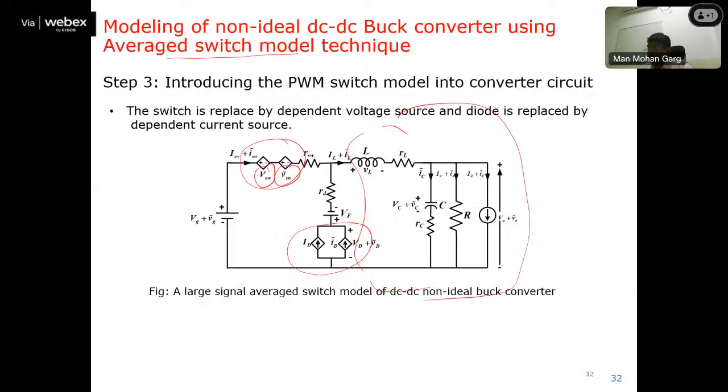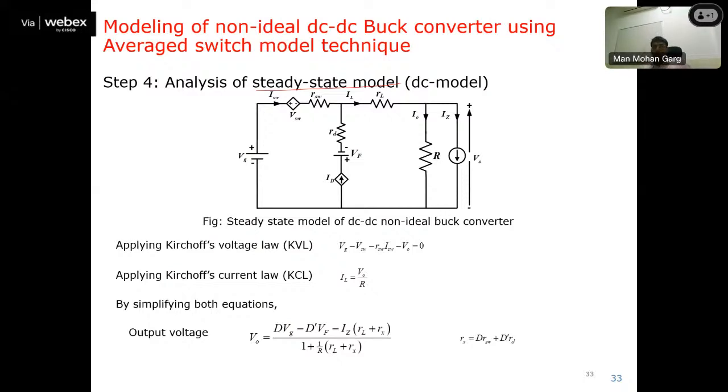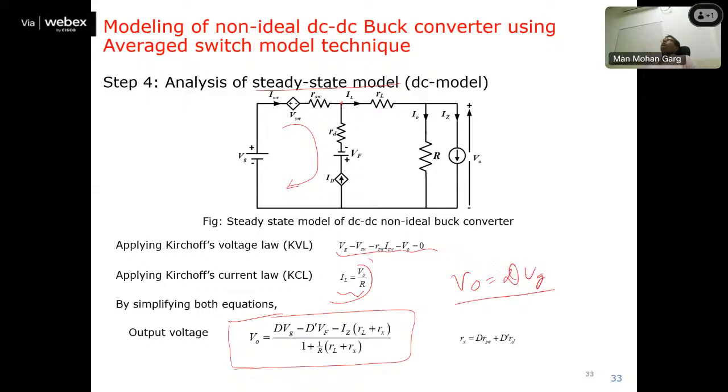Now, for the steady state model, what we do is we put all the perturbation terms to be 0. When all the perturbation terms are 0, this is the steady state model which we obtained. And in this model, by applying KVL and KCL, in this loop, if you apply KVL, you'll get this equation: Vg minus VSW minus RSW into ISW, right, minus V naught equal to 0. And similarly, you can get this. After solving these equations, you can get this output voltage. But we know that the output voltage formula is this one only. For a buck converter, V naught equal to D into Vg.